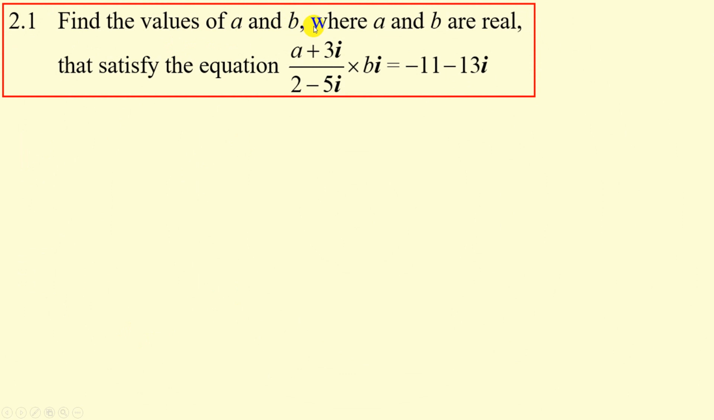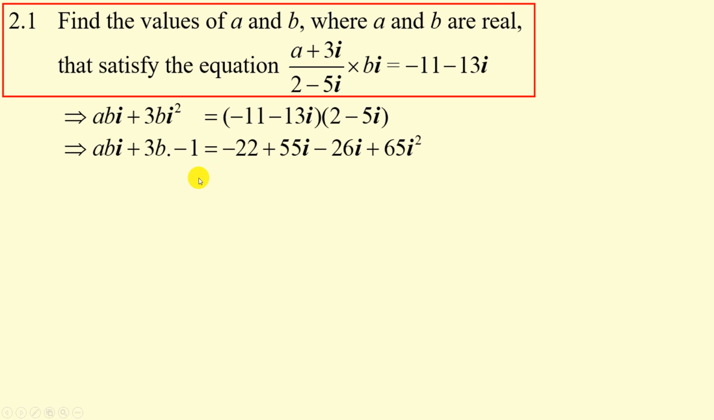(2.1) Find the values of A and B where A and B are real that satisfy the equation (A plus 3i) over (2 minus 5i) times Bi equals minus 11 minus 13i. Now this we could make quite complicated by trying to get rid of the i on the bottom line by multiplying top and bottom by 2 plus 5i, but why don't we just solve this as a normal equation? In other words, multiply through by 2 minus 5i. There we are, 2 minus 5i multiplying the other side, and I've said Bi times (A plus 3i).